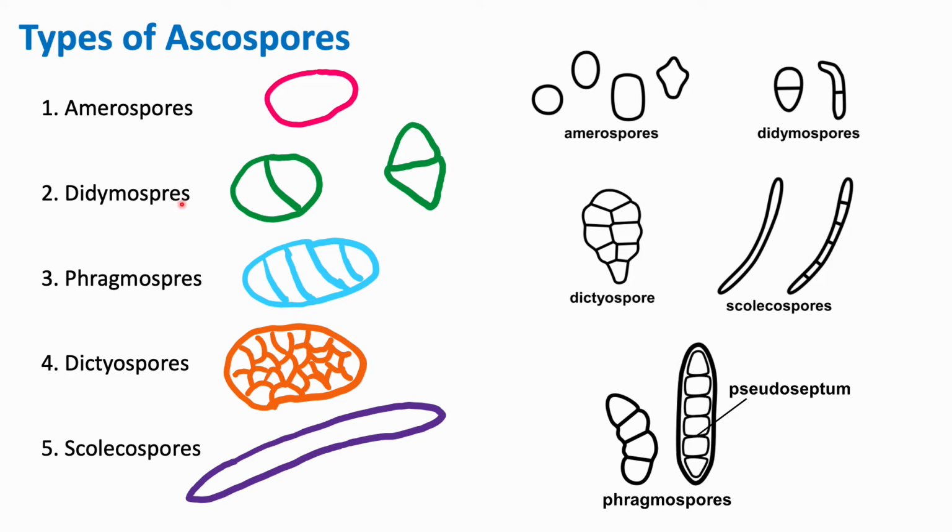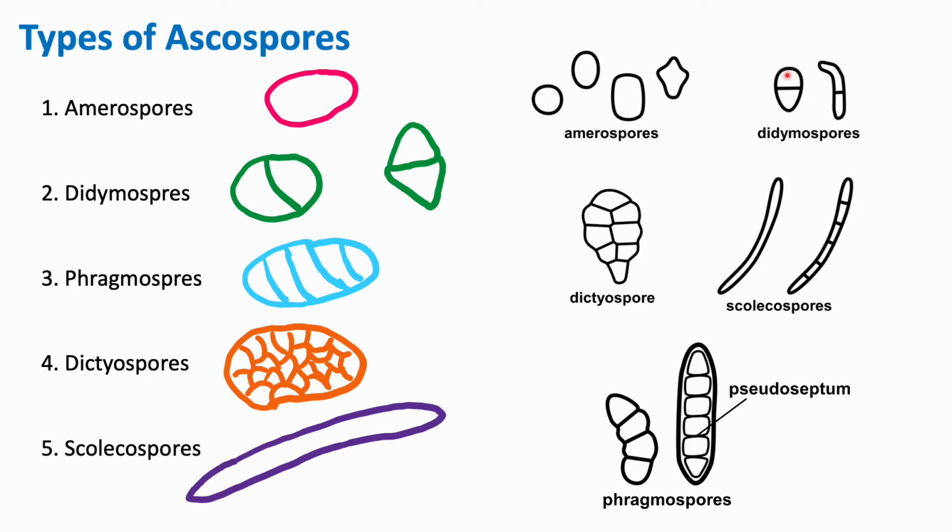Now, if we look at the didymospores, we can see that we have different types of shapes, but there is a single septation, which results in 2 compartments. And that's kind of where the word didymo comes from, because di means 2, and we have 2 compartments. So we're going to have a didymospore.